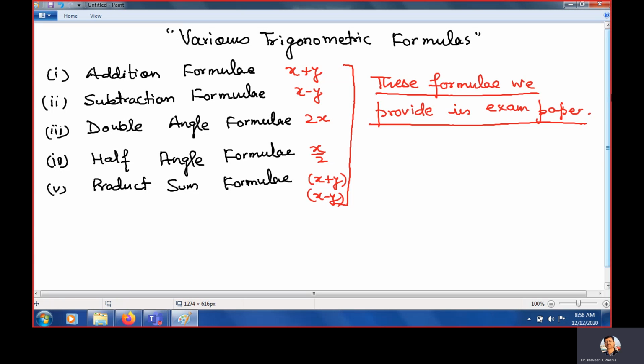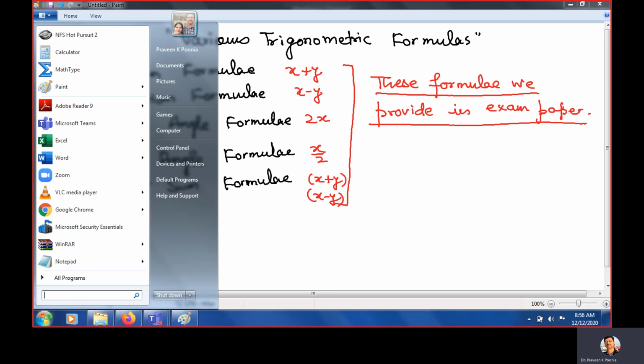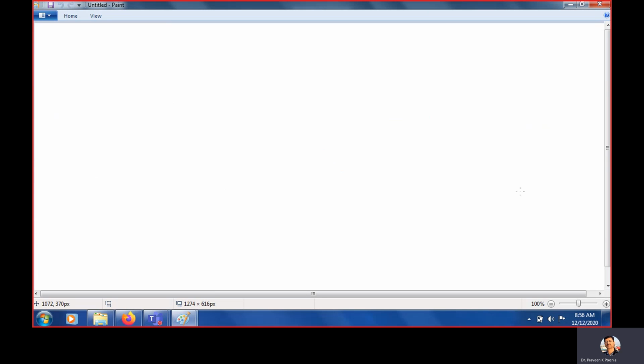Okay, so in the paper, in the starting, all these 5 types of formulae will be written, and you just learn what formula and where to use. Okay, so the first one we are going to use. Let us say case 1. Case 1 means first type. It is addition formulae.